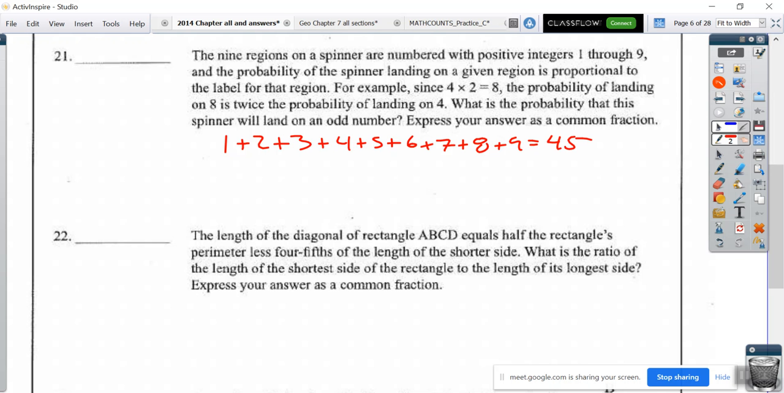And then I added together all the odd numbers out of those, which was equal to 25. So I knew that our fraction was 25 over 45. And then if you just simplify that, you get 5 ninths.